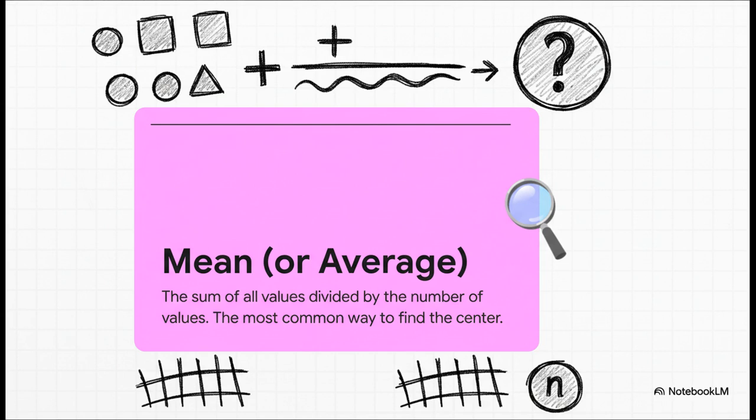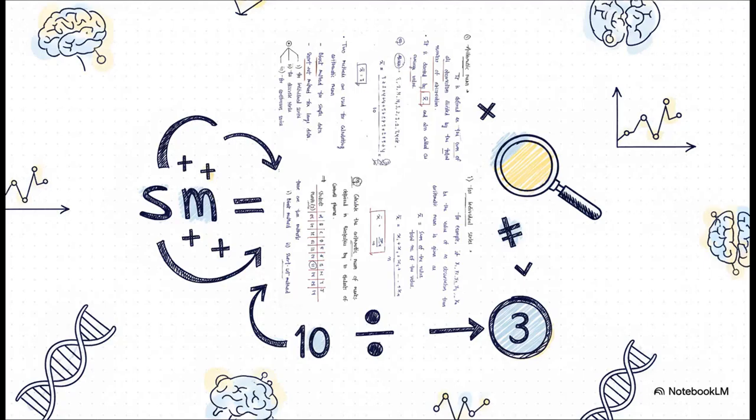It's the most common way to find the center, for sure. For example, look at these 10 numbers. We add them all up, which gives us a total of 30. And since there are 10 numbers, we divide by 10. Our mean is 3. Simple as that.